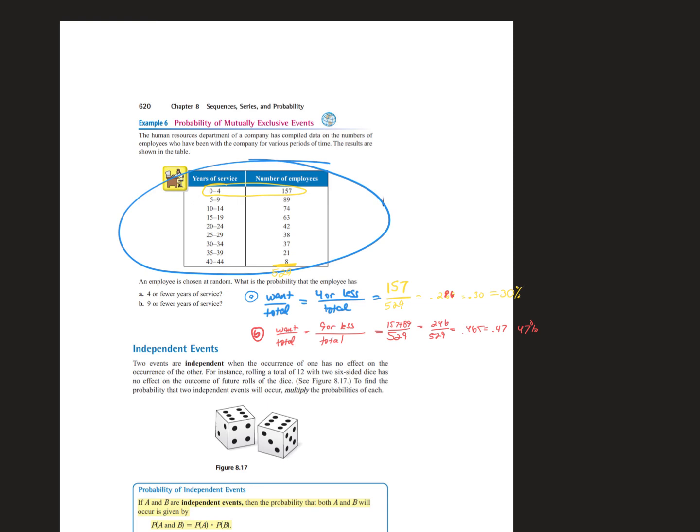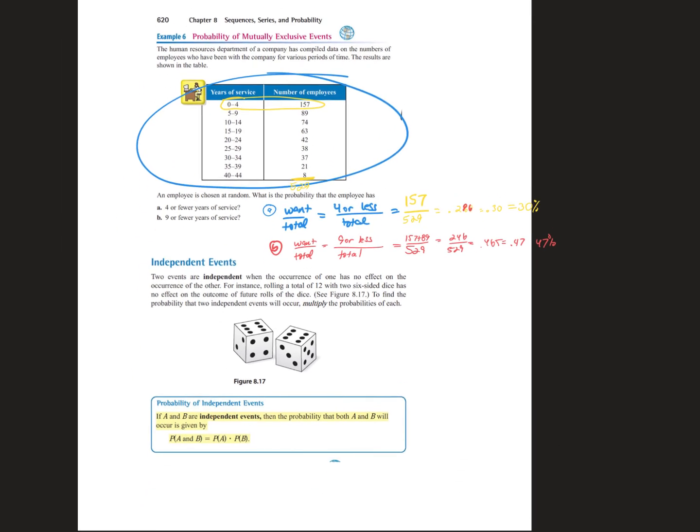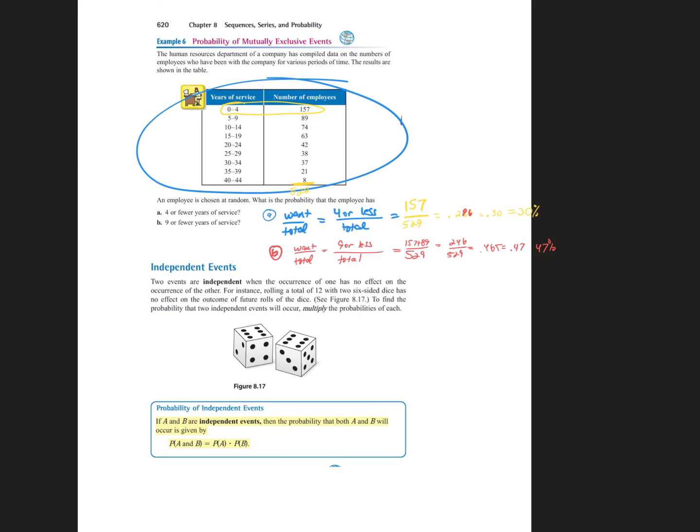What does or mean? You add. So we're going to learn another vocabulary math word, which you guys already know. But when you see an and, it means to multiply. All right, and means to multiply.